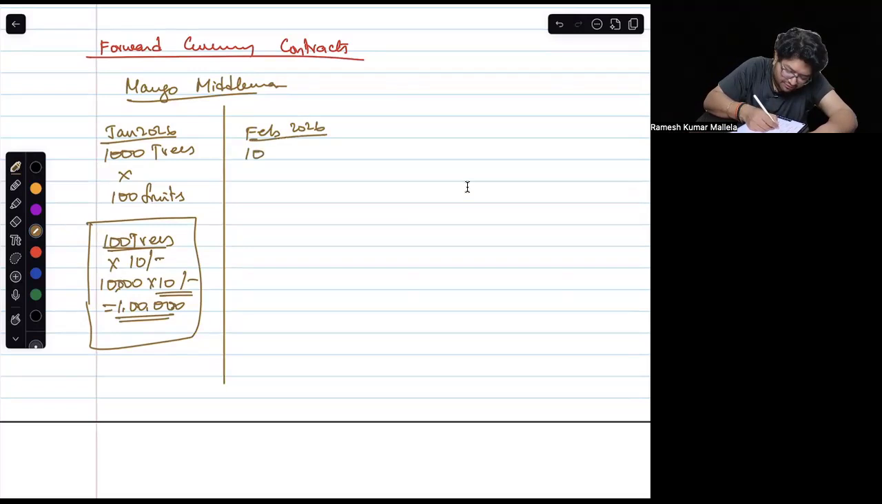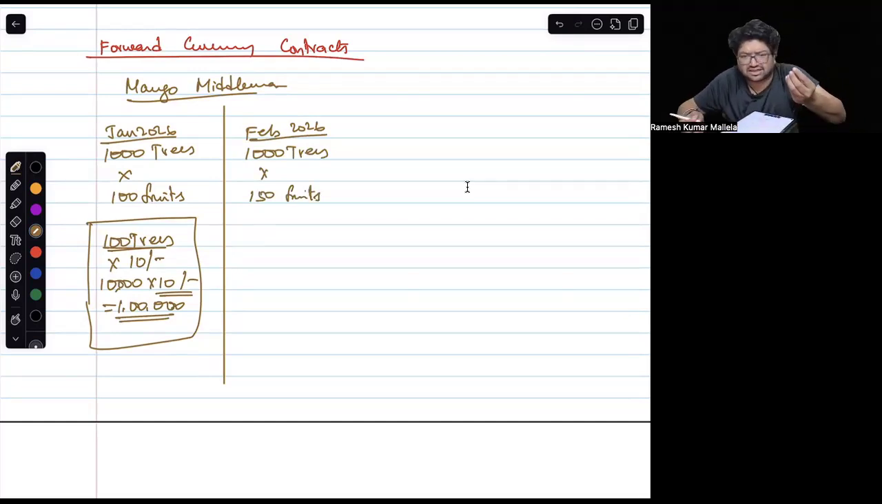Now what has happened for this fellow? 1000 trees into 150 fruits. Based on the fruiting season, they will know correctly. Okay, he knows 150 fruits will come. Now if I go to him and ask, grandpa, will you give me for the same 10 rupees, what will he say?